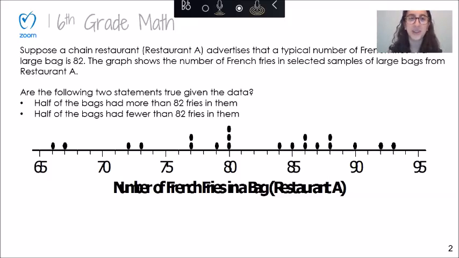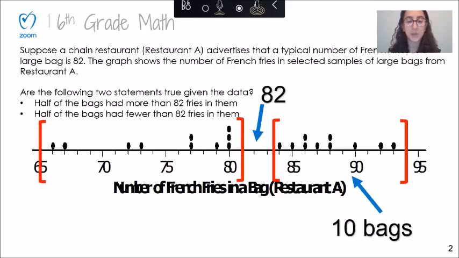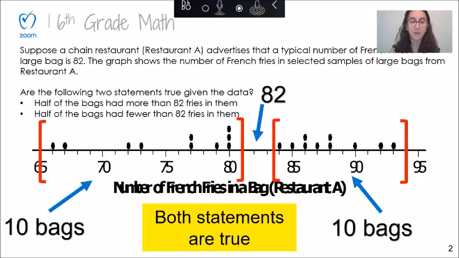I'm sure you all shared some really great ideas. Just to stamp here the exemplar for this answer, we know that 82 is right there on my dot plot. When I count the number of data points above 82, I see that there are 10 bags. Then, when I count the number of data points that are below 82, I see that there are 10 bags. I know there are a total of 20 bags of French fries because there are 20 dots on my dot plot. So I also know that 10 is half of 20. Therefore, both of these statements are true.